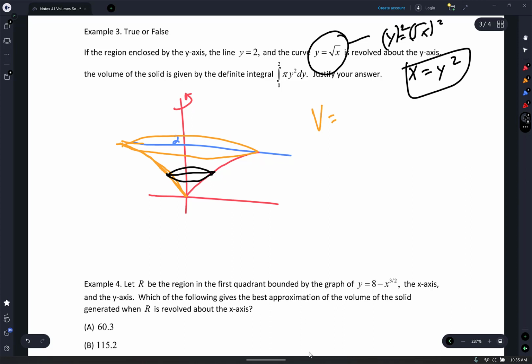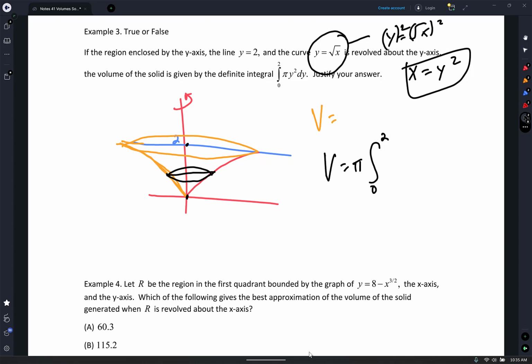All right, here we go. Volume equals pi on the outside. Integral from what to what? These are dy's, so from zero to two. And I need my radius. The radius is the distance from the y-axis to that curve.